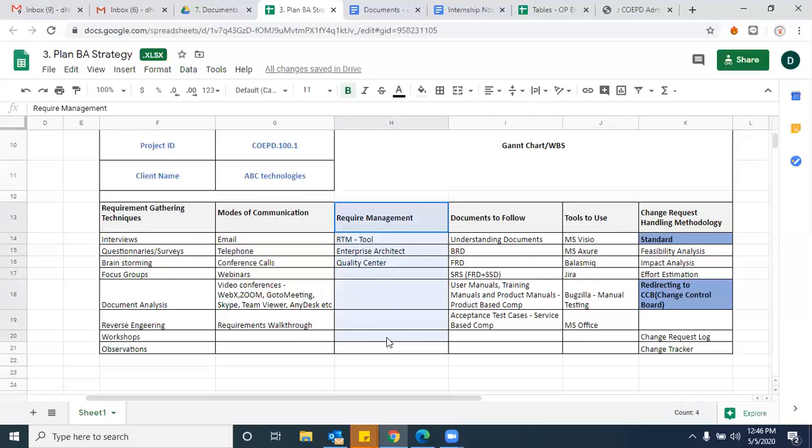Any one, not 3 or 4. Do remember, here I kept all the possible things that we can use, but that doesn't mean you need to use all of them. A couple of things, or 1 or 2. And which documents you are planning to prepare as well, you need to write it here.